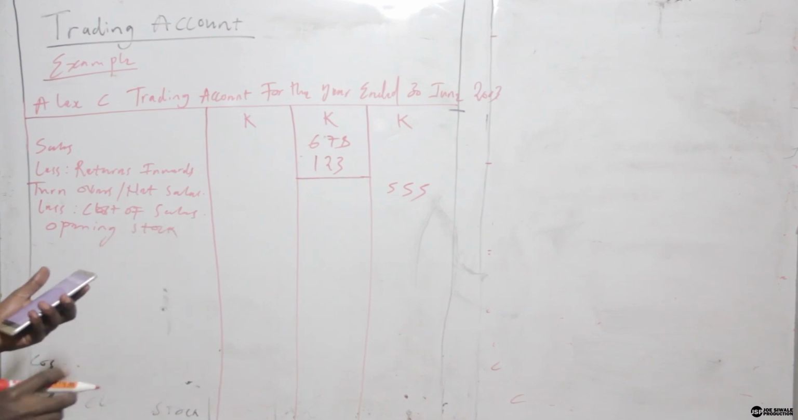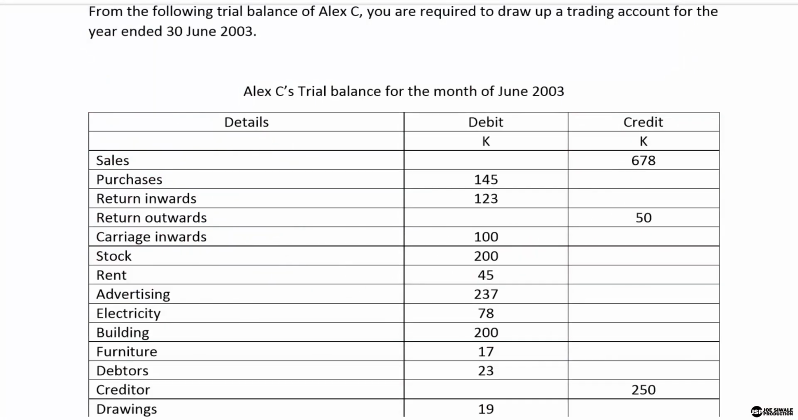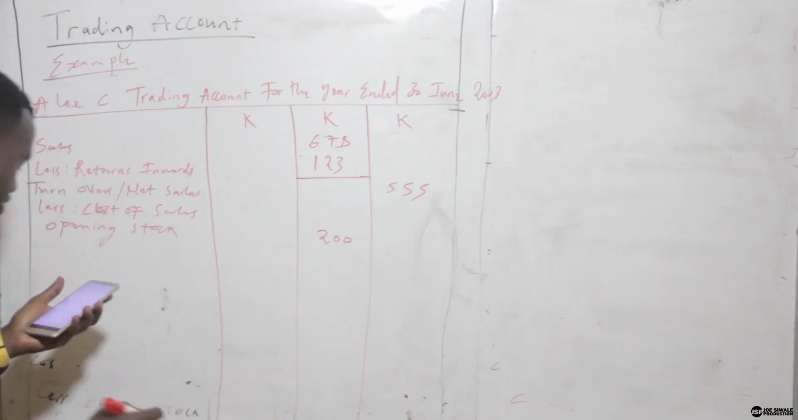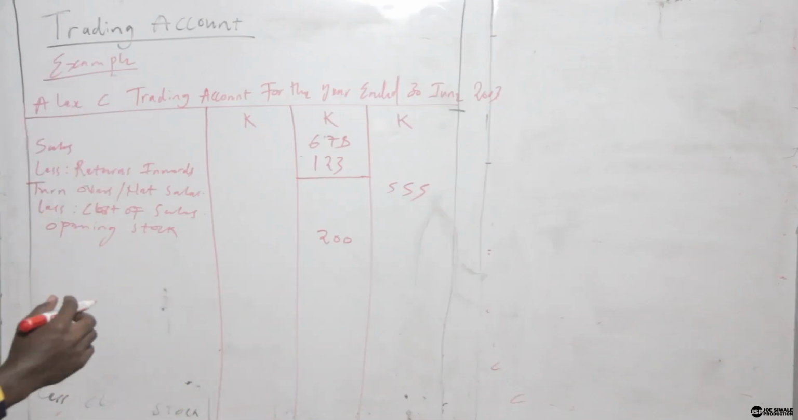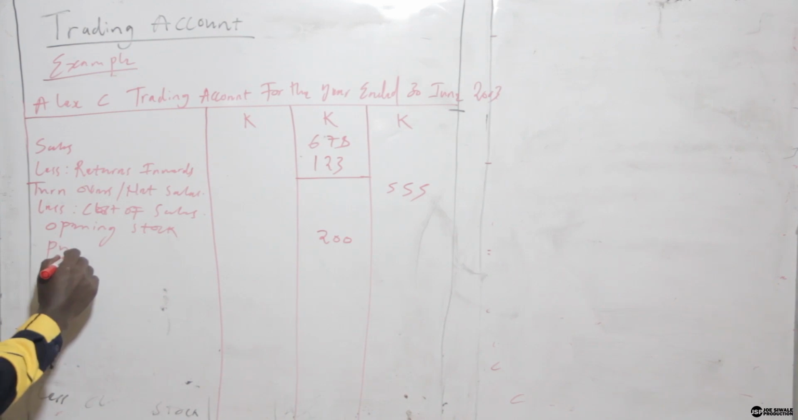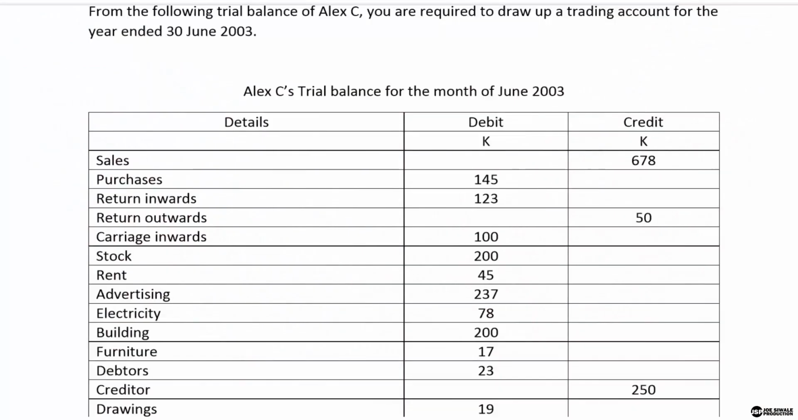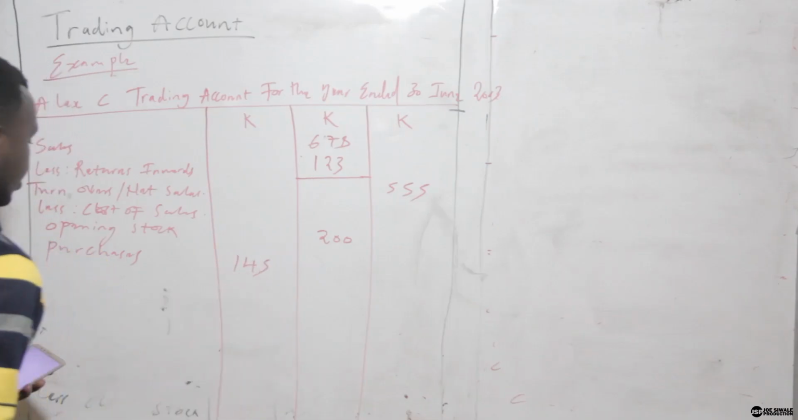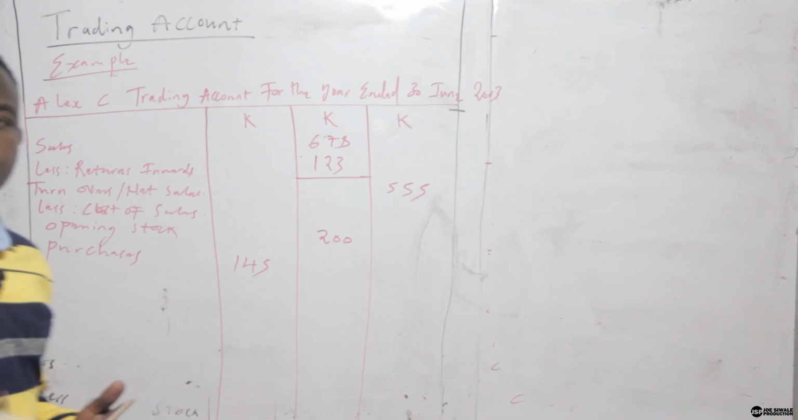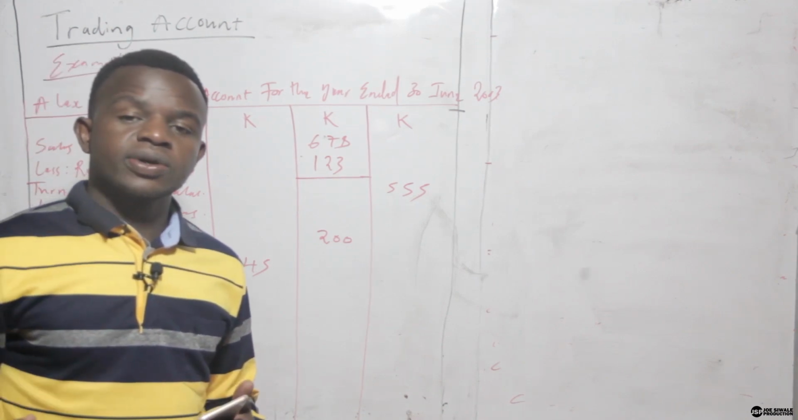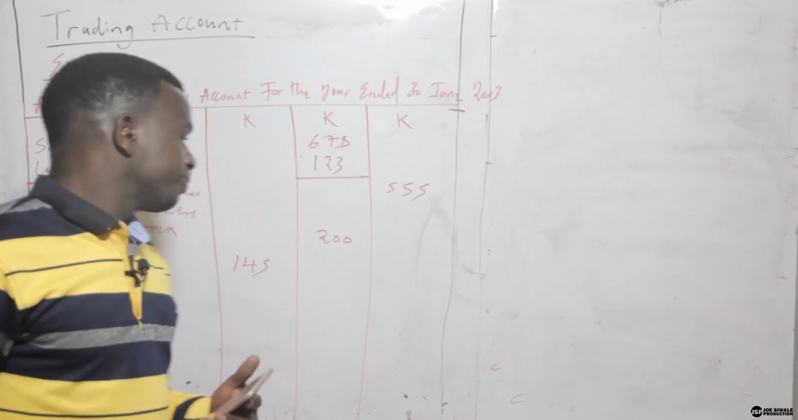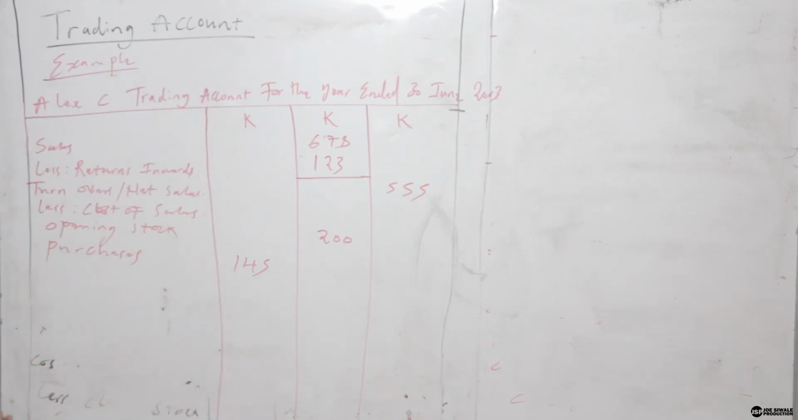Then we are going to start with our opening stock. If we check in the question there, our opening stock is 200. So we're going to put our 200. Then the next thing that we're supposed to record is our purchases, and our purchases amounted to 145. And since we have returns outwards, we have to subtract them from purchases so that we can get our net purchases.